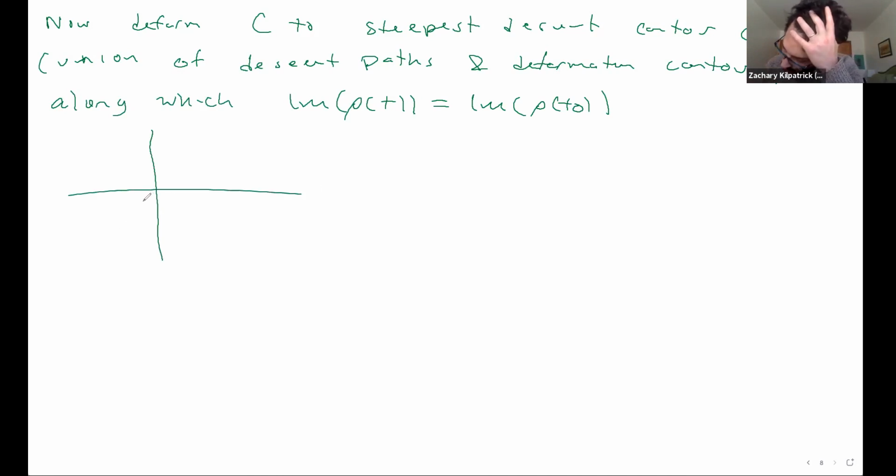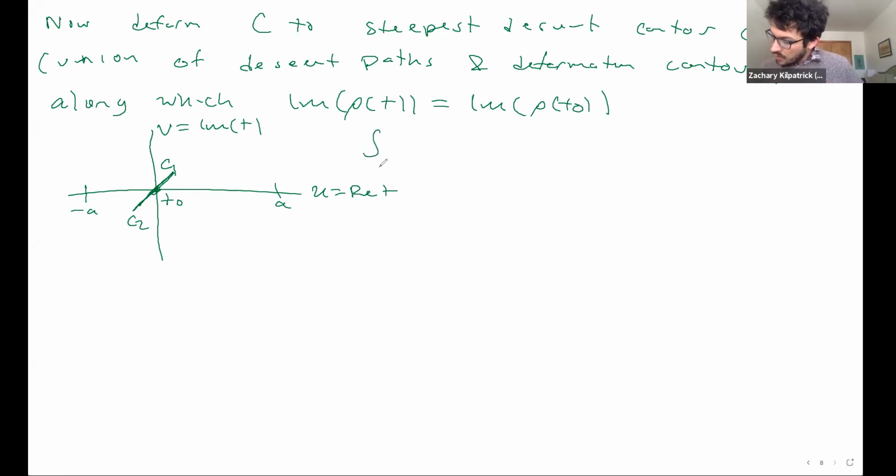So here's now going to be our steepest descent path. I'm going to call this C1. We'll call this C2. And then we have minus A and A here. We have U, which is the real part of T. And then we have V, which is our imaginary part of T in this case. And this is our T0 point here. Okay. So what do we get?